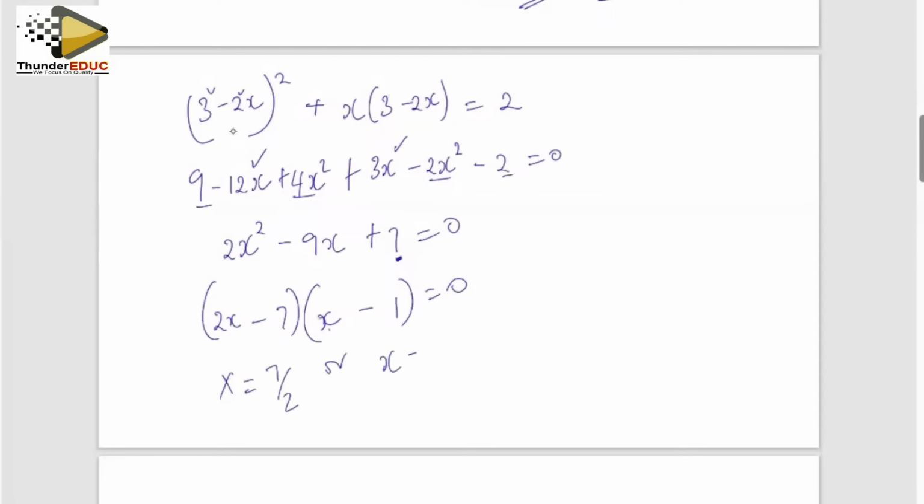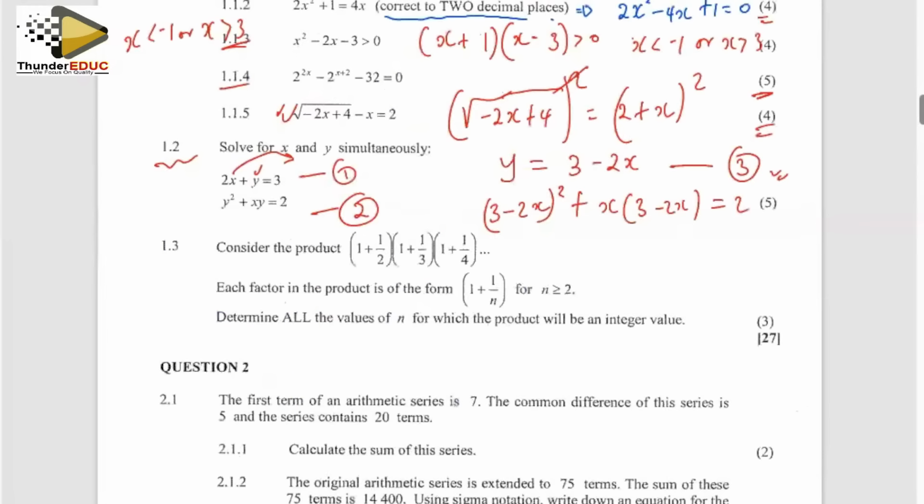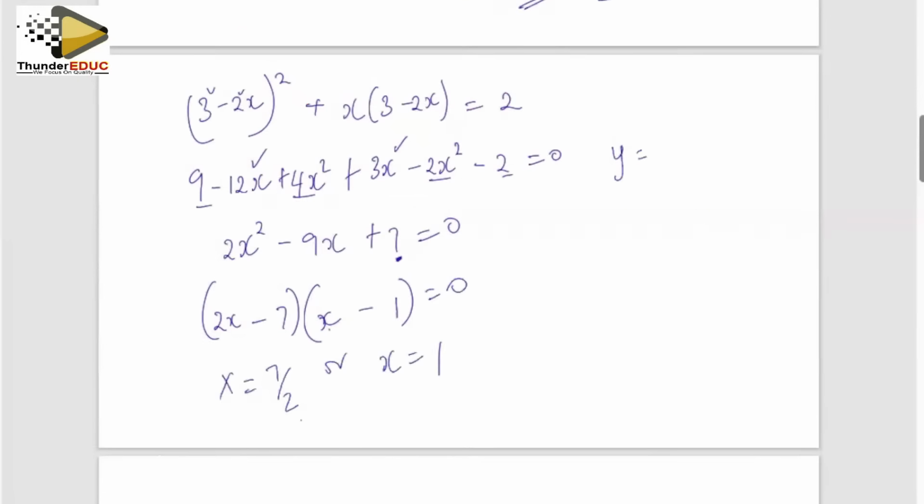So x is going to be a 1 if I use this bracket. X is 7 over 2 if I use this bracket, x is a 1. Okay, so we need to substitute these values into equation number 3, which was telling us that it should be 3 minus 2x. So substitute x into equation 3.